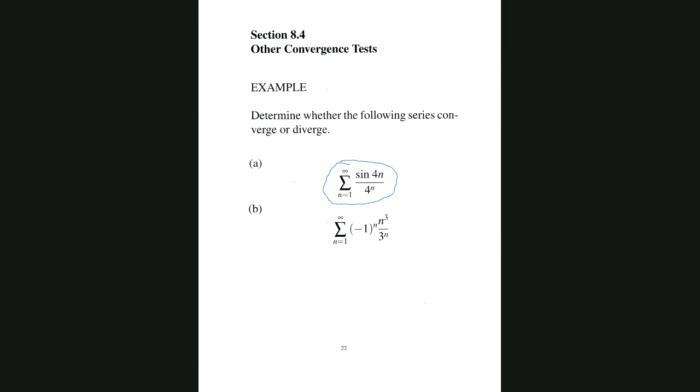I do see here 1 over 4 to the nth power. I see a 4 to the nth power in the denominator. What is that? What series does that remind you of, having a 4 to the nth power in the denominator?